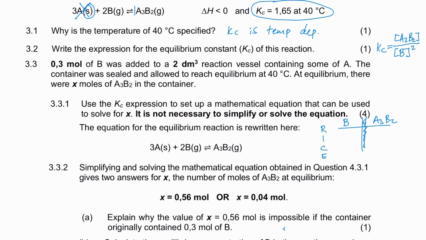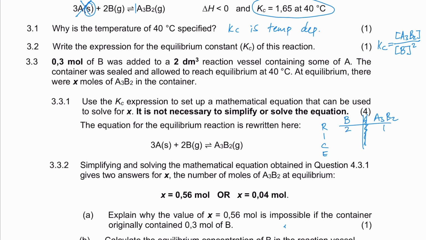Now R in the RICE table stands for ratio. What is the ratio of these compounds? It's going to be 2 to 1. Initial, what is the initial amount of these compounds? So they tell us initially 0.3 moles of B. So 0.3 here. And in the vessel, the reaction hasn't started yet, so A3B2 will be 0. Then they tell us at equilibrium, there were x moles of A3B2. So at equilibrium, here is going to be x.